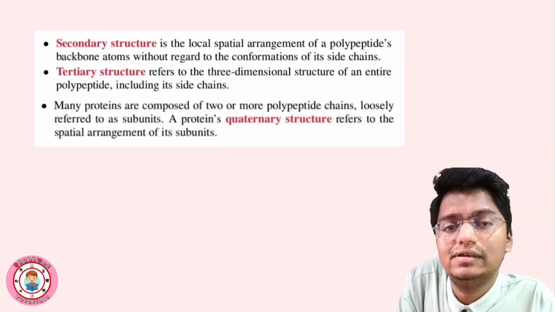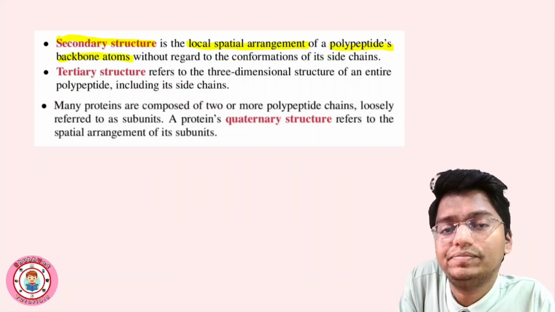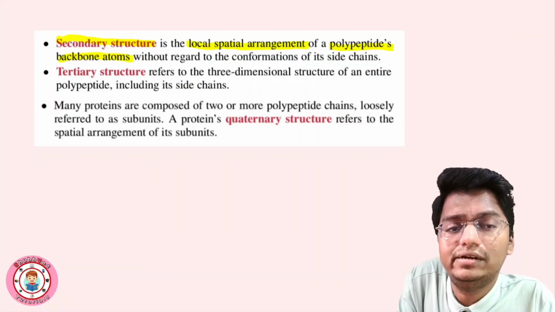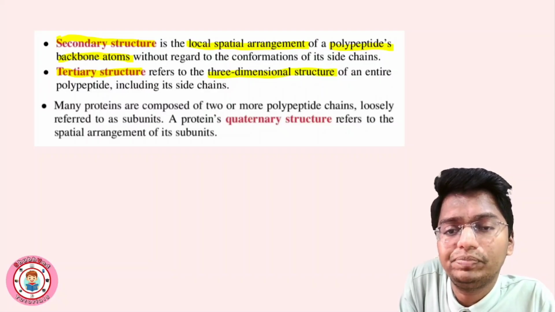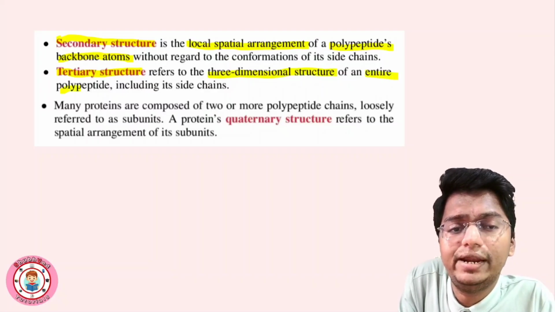One more thing. See, this is also a definition. Secondary structure is the local spatial arrangement of a polypeptide's backbone atoms without regard to conformation of its side chains, right? Then tertiary structure refers to three-dimensional structure. Okay, what is the 3D structure like? Of an entire polypeptide including its side chains.